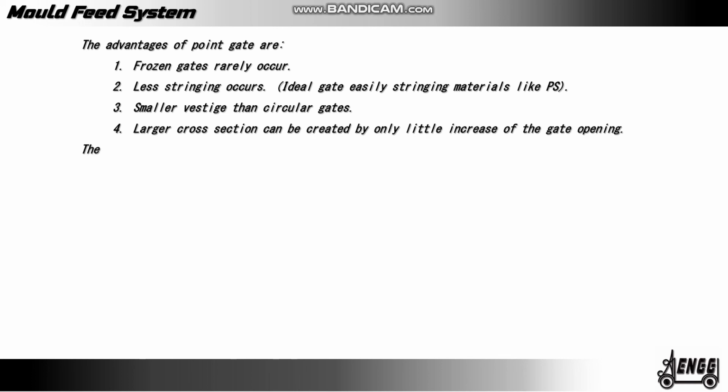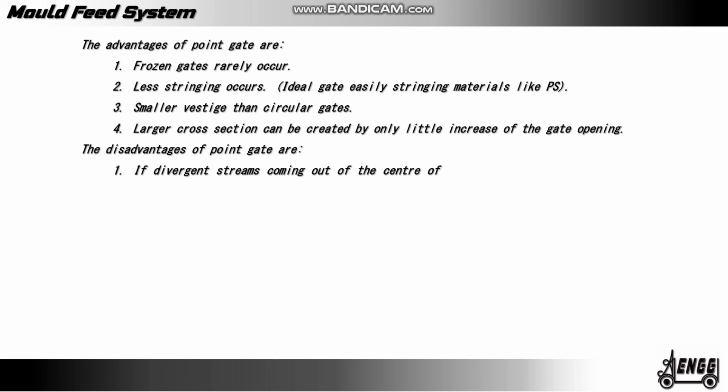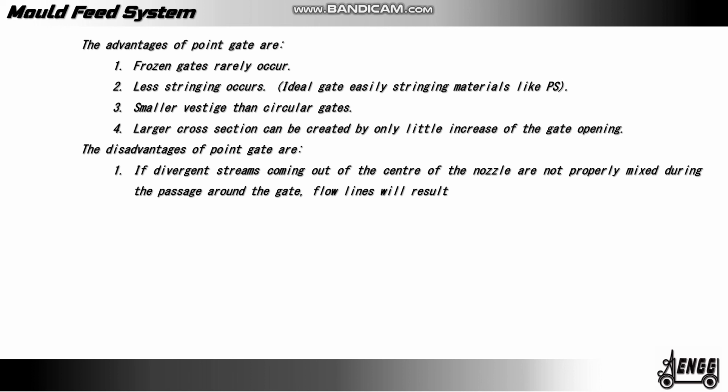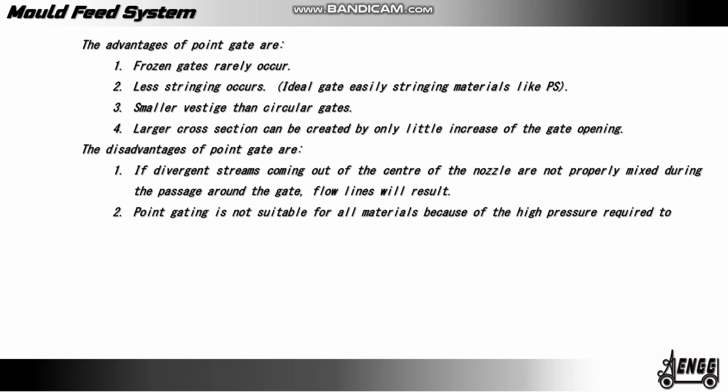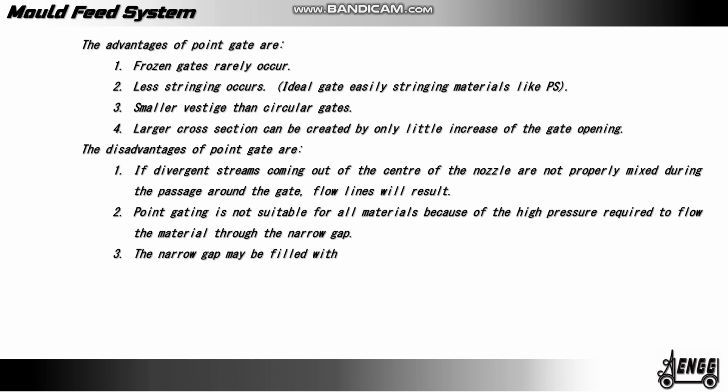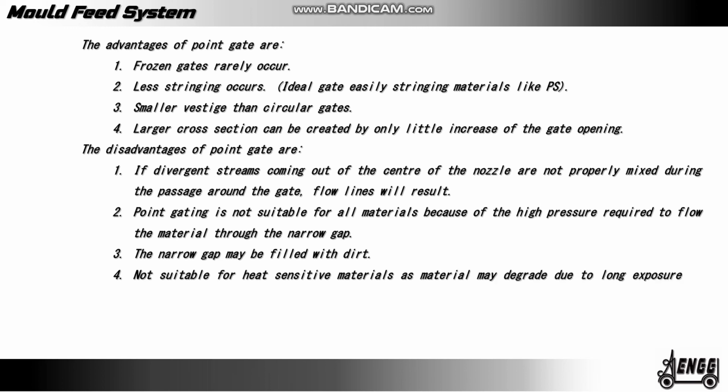The disadvantages of point gates are: if divergent streams coming out of the center of the nozzle are not properly mixed during the passage around the gate, flow lines will result. Point gating is not suitable for all materials because of the high pressure required to flow the material through the narrow gap. The narrow gap may be filled with dirt. It is not suitable for heat sensitive materials as material may degrade due to long exposure to heat.